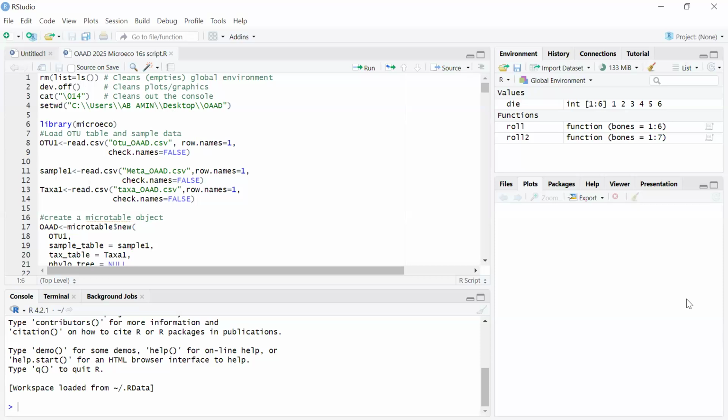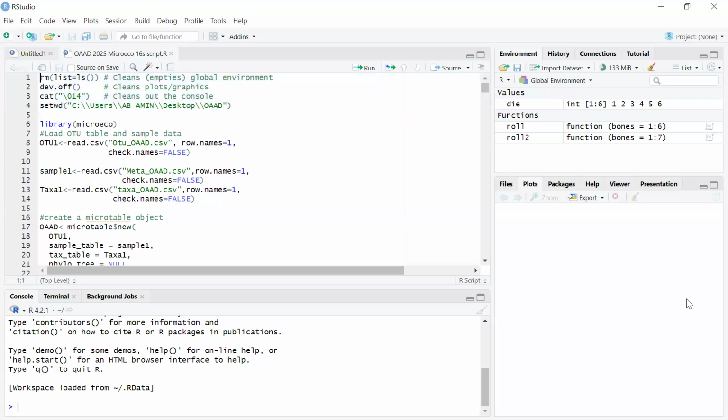So, good day to everyone once again. I am Abdulmumin Babamin, and I will be taking us through the second session of this presentation today, which is the practical session. This is going to show us some of the basic downstream analysis of a 16S microbiome data set in R Studio.